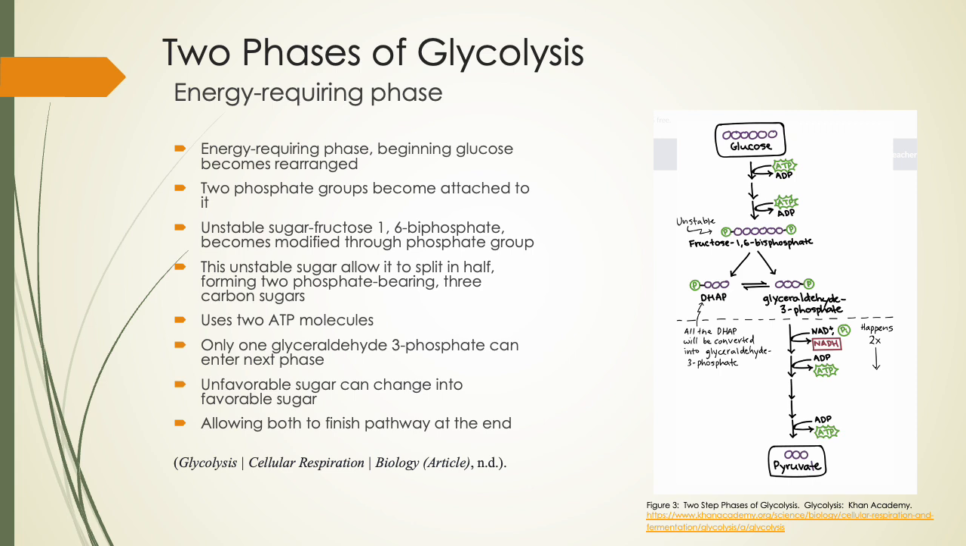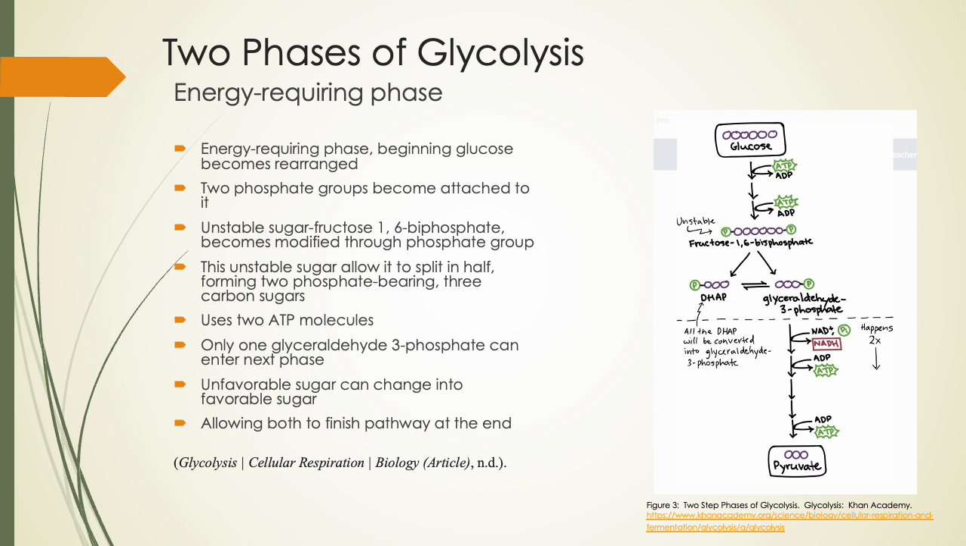In the energy requiring phase of glycolysis, the beginning glucose molecule becomes rearranged and 2 phosphate groups become attached to it. A modified sugar, fructose 1,6-bisphosphate, is made by this phosphate group. It is an unstable sugar, but it allows it to split in half to form 2 phosphate-bearing 3-carbon sugars. Since the phosphates used in this step come from ATP, 2 ATP molecules get used up.